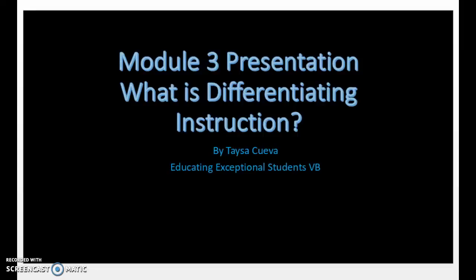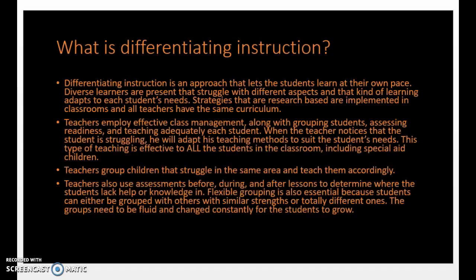In this presentation, I really learned what differentiating instruction is. And I found out that there are many different levels, many different ways to implement that in a classroom. It's really great because it feels like it's completely tailored for different kinds of personalities, ways of learning, and interests of the students. So the first slide is about what differentiating instruction is.